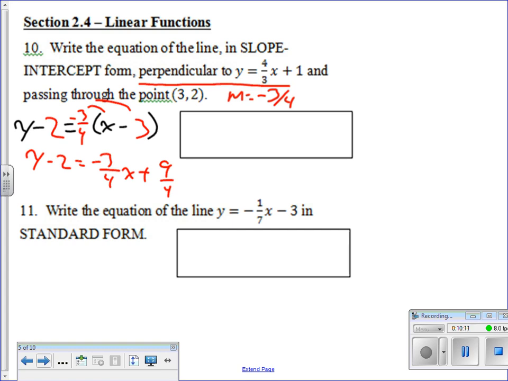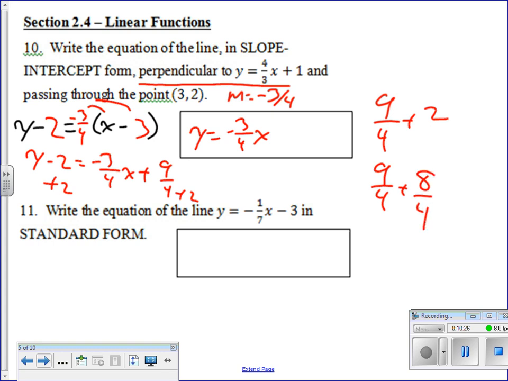And then I need to add 2 to both sides. y equals negative 3/4 x. And then 9/4 plus 2 is 9/4 plus 8/4. Right? You have to have a common denominator to add fractions. 9 plus 8 is 17/4. I make no promises. I try not to have nasty fractions on the test, but I make no promises. But you have a calculator, and your calculators do fractions. At least mine does.